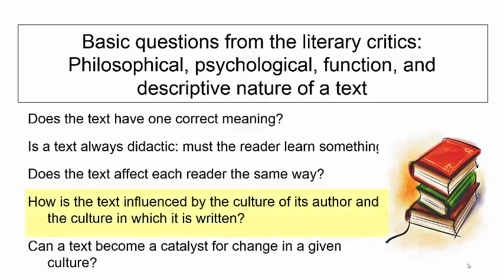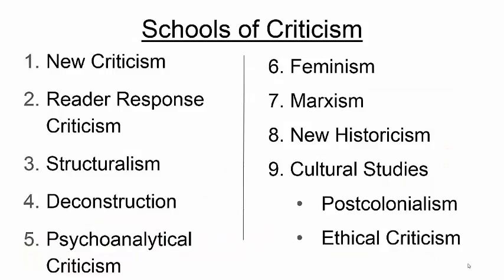How is the text influenced by the culture of its author and the culture in which it was written? And can a text become a catalyst for change in a given culture? There are a variety of schools of literary criticism, and these are the 9 main ones that we'll be going over in class. New criticism, reader response criticism, structuralism, deconstruction, psychoanalytical criticism, feminism, Marxism, new historicism, cultural studies, and that's divided into post-colonialism and ethical criticism.